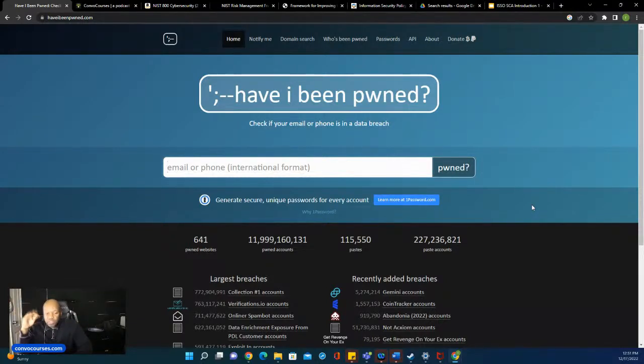The moral of this story is do not use the same username and password on the same sites. I know that's hard to do, but what you want to do is use a password manager.